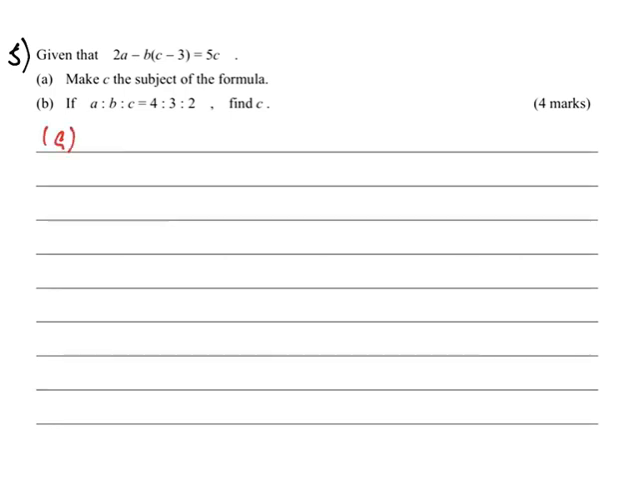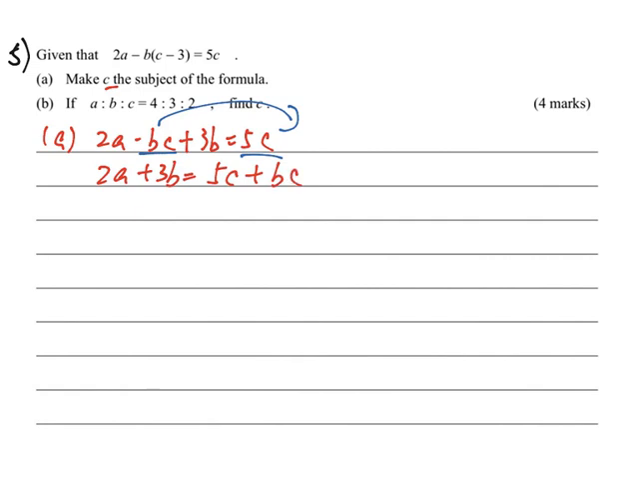Firstly, we make c the subject, so we expand it. So 2a minus bc plus 3b equals 5c. We'll make c the subject, so we see there are two c terms. One is negative, one is positive, so we'll keep the positive one. That means we need to move this to the right-hand side. So it becomes 2a plus 3b equals 5c plus bc.